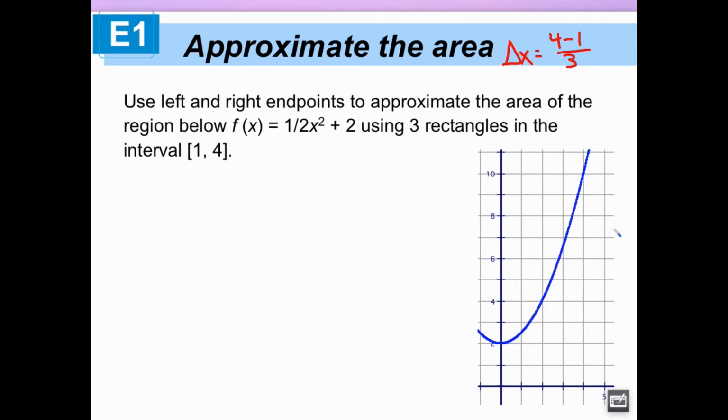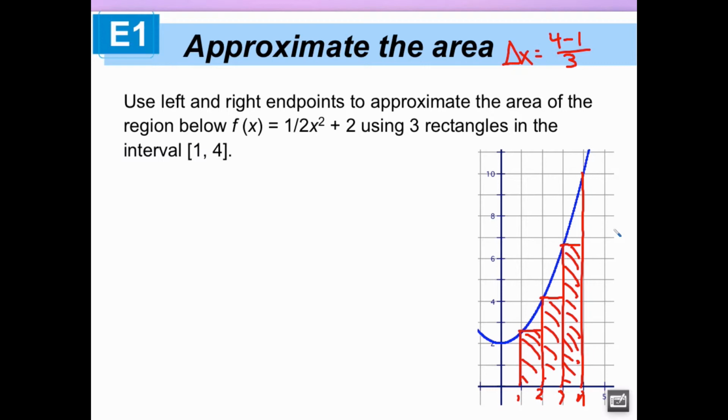We'll start with left-hand rectangles. So what I do is I go to 1, I draw in all my vertical lines first. So there's 1, 2, 3, and 4. Left-hand rectangles. So you go up the left-hand side, hit the function, come across. Go up the left-hand side, hit the function, come across. Go up the left-hand side, hit the function, come across. So I want to find the area of these things. And again, don't turn this into a big complicated problem. Just turn it into a geometry problem.